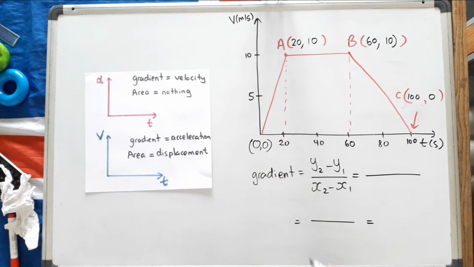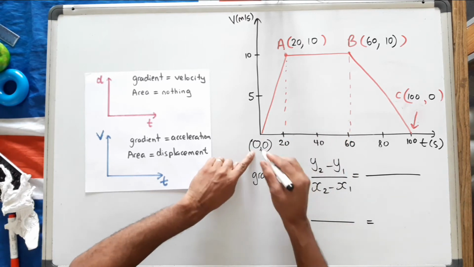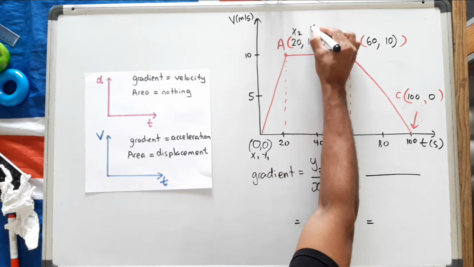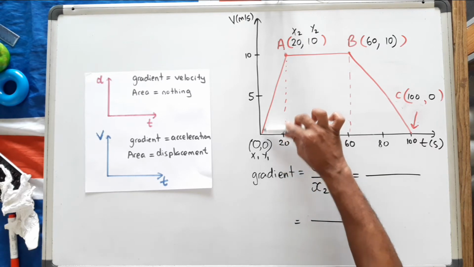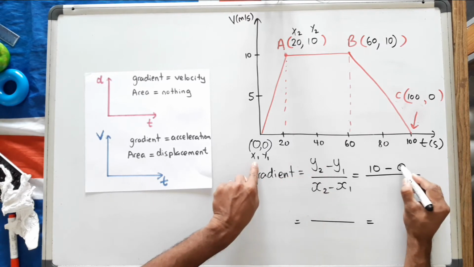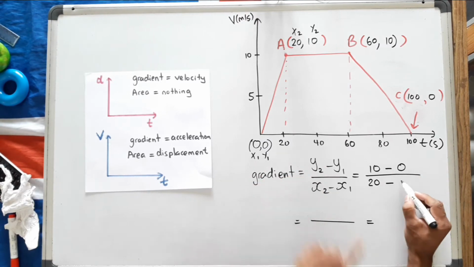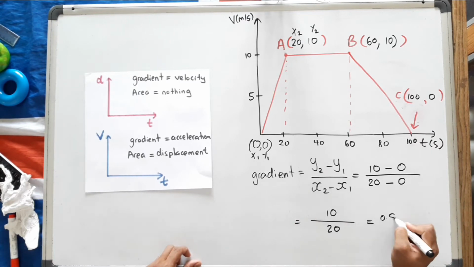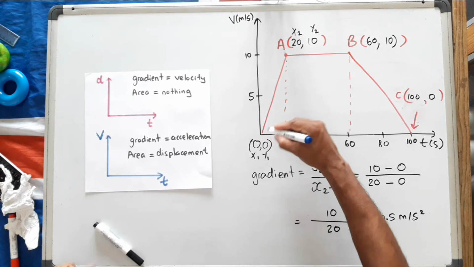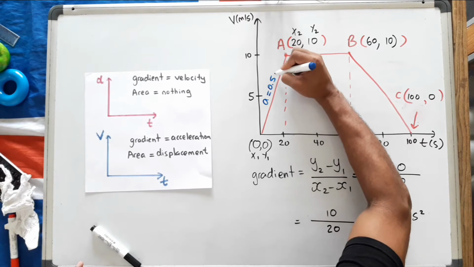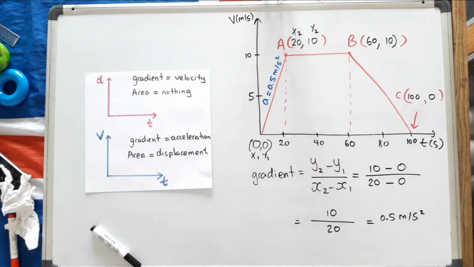The first point for us, just to keep it simple, will always be x1 and y1, and the next point will be x2 and y2. So we choose 2 points on this line, the beginning and the end. y2, 10 minus y1, 0. x2, 20 minus x1, 0. So it's 10 divided by 20, which is 0.5 meters per second squared. That means the acceleration of this portion is 0.5 meters per second squared.